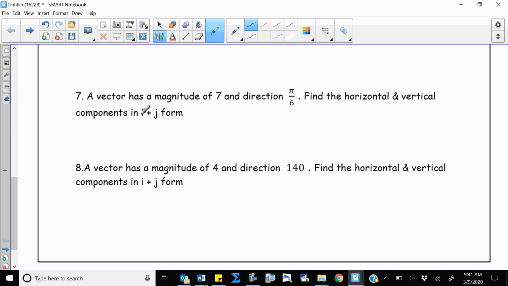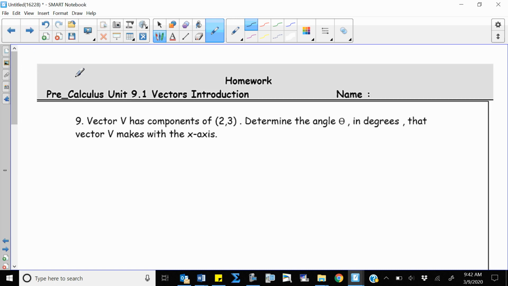For this problem, a vector has a magnitude of 7 and direction of pi over 6. So this is the magnitude and this one is theta. So to find a and b, we want to find the x and y component and write it in i and j form. You just use the formula r cosine of theta is going to give you the x component, and r sine of theta gives you the y component. The same is for the next problem.